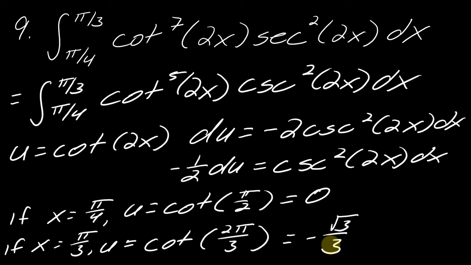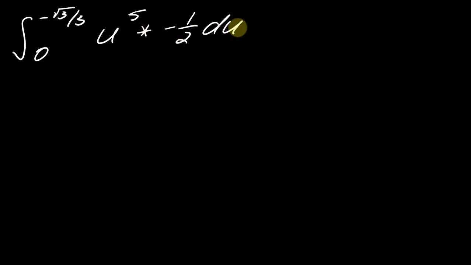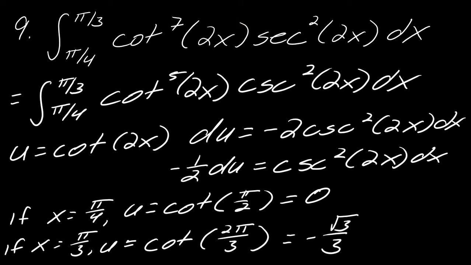Okay, so now let's go ahead and clear some space. I got to clear a lot of space. So let's just start with a new slide entirely, using the information that we were just talking about. So this is going to go from the negative square root of 3 over 3 to 0, using my new limits of integration. And then this will become u to the 5th times negative 1/2 du. So that's using all the information that we came up with in the previous part.